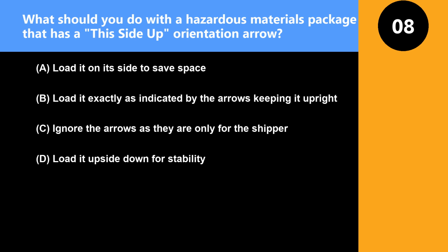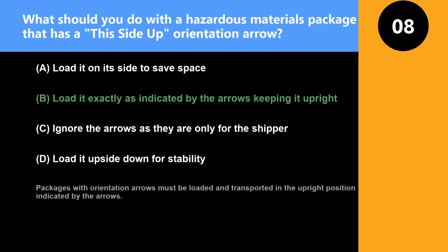Question 8. What should you do with a hazardous materials package that has a this side up orientation arrow? Option A, load it on its side to save space. Option B, load it exactly as indicated by the arrows, keeping it upright. Option C, ignore the arrows as they are only for the shipper. Option D, load it upside down for stability. The correct answer is option B. Packages with orientation arrows must be loaded and transported in the upright position indicated by the arrows.